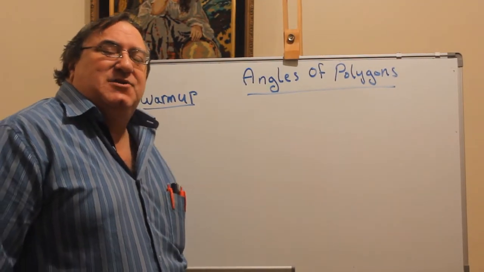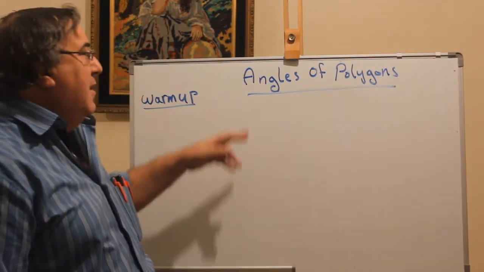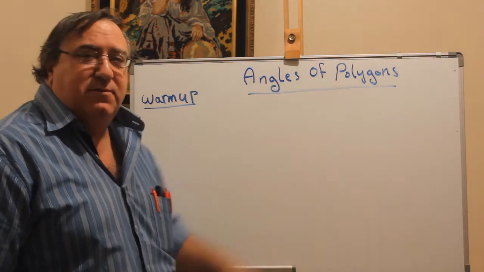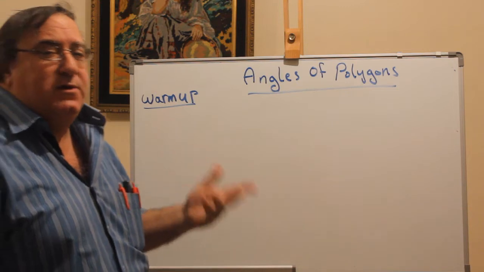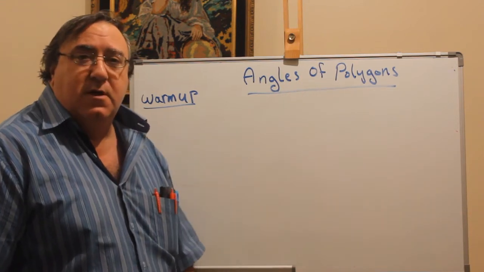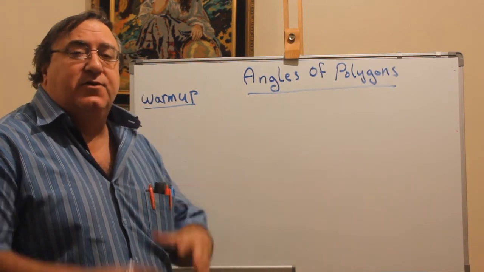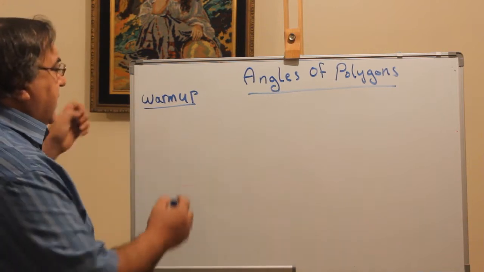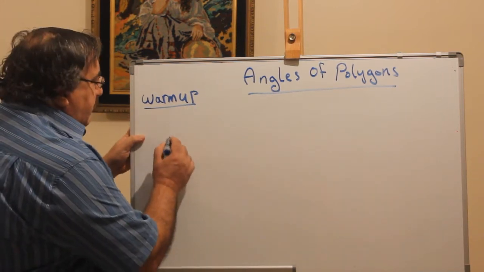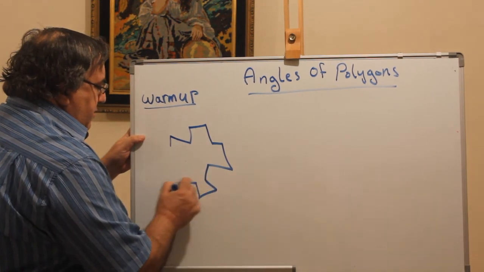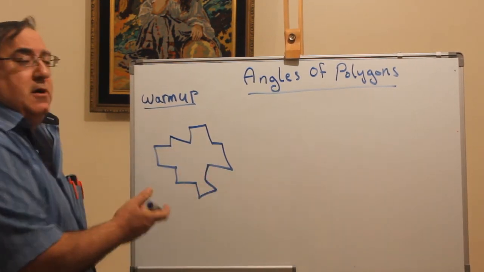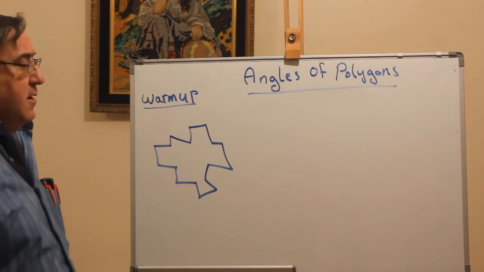Our lesson today is geometry and it's going to talk about angles of polygons. Before starting with this topic, I have to warm you up and remind you what is the meaning of polygon. Polygon is a closed shape. It can be in any shape but closed. This is a polygon. It is a closed shape.